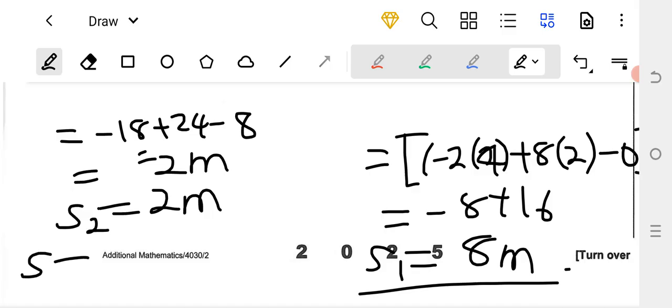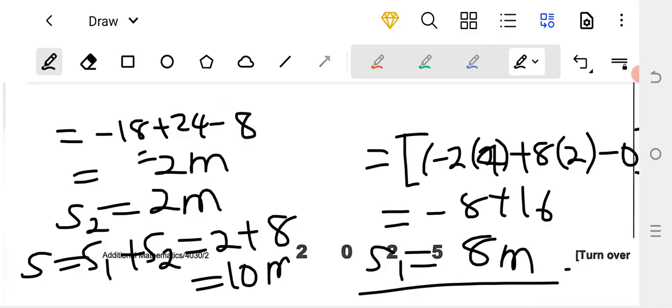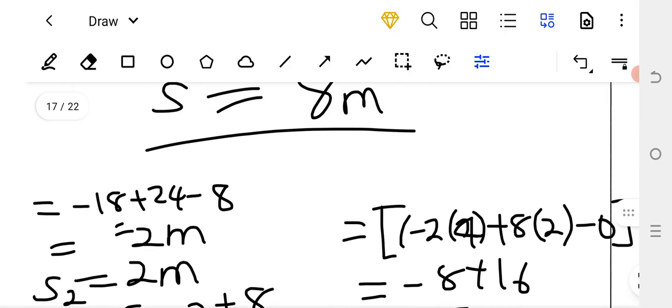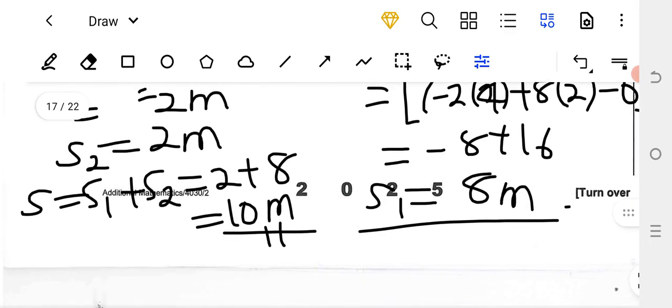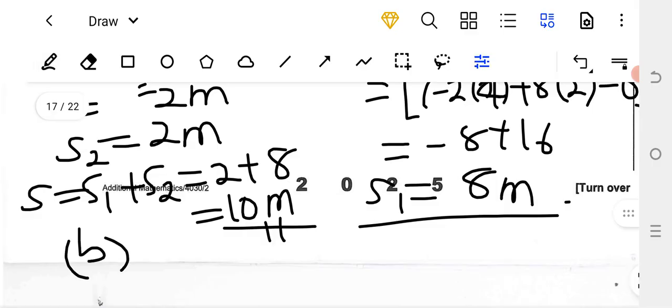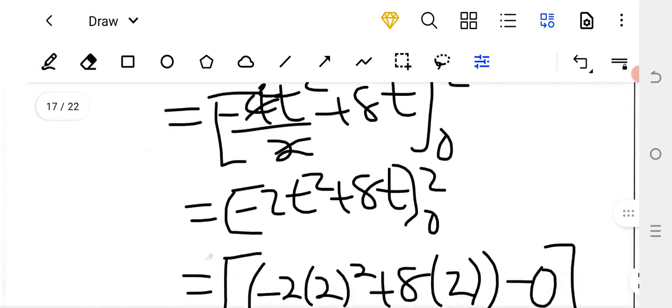And then S is going to be equal to S1 plus S2, which is equal to 2 plus 8, which is going to be equal to 10 meters. So the first answer, we have 10 meters. So this is your S here, 10 meters for question B. This is the answer for question B. Then question C, 8 meters. I hope that's clear. I've clarified that small mishap.